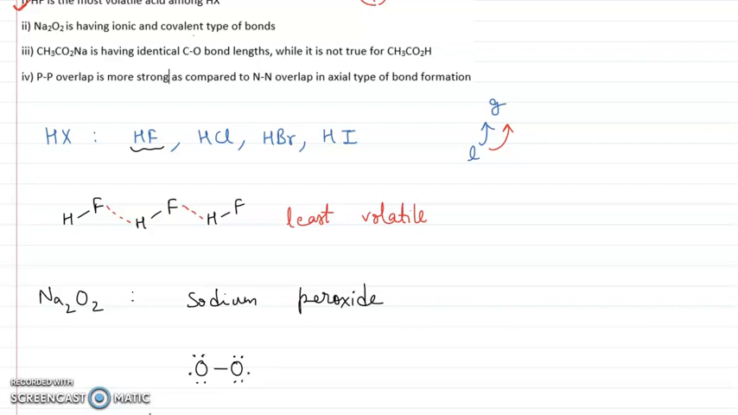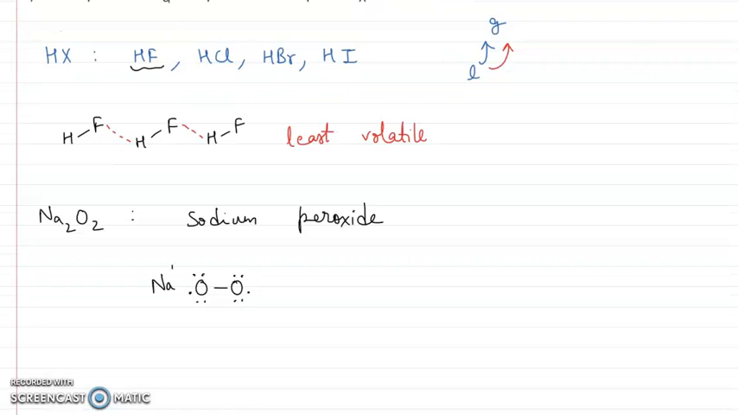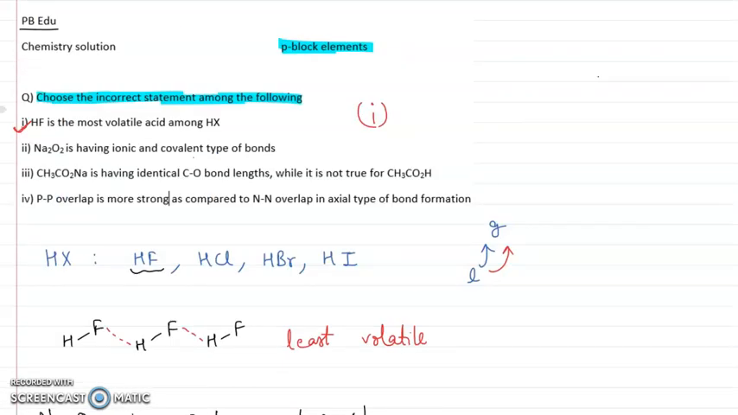Sodium donates one of its electron because sodium has one electron in its valence shell. So sodium donates one of its electron and forms ionic bond. This sodium gives one electron to this oxygen and gets a positive charge. So like this, we can see that there is a covalent bond among oxygen atoms. This is a covalent bond, and here among sodium and oxygen, we can see the ionic bond. So now we know that in case of sodium peroxide or Na2O2, there are both type of bonds, ionic and covalent. Therefore, this statement is correct. But for the given question, this is not the answer because this is a correct statement.